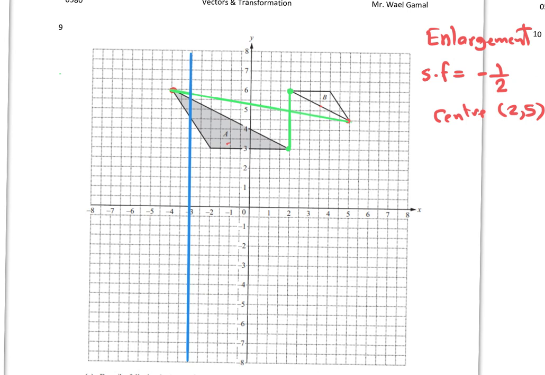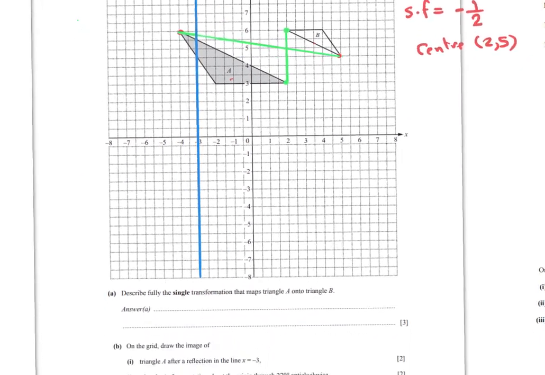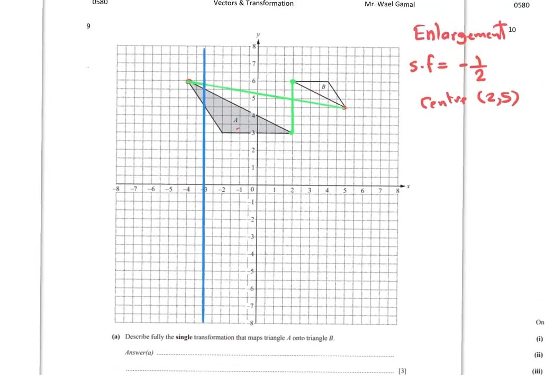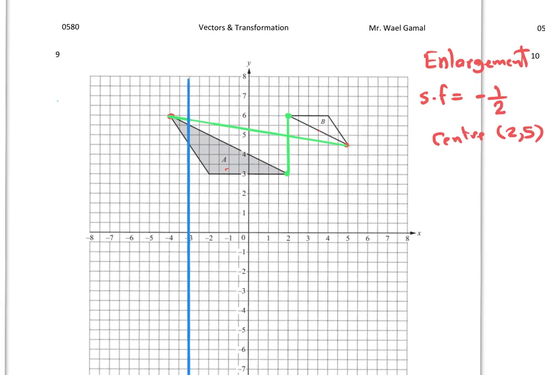Now, after you draw the line, you can find the image of triangle A. So this point is 2 small squares from the mirror line, so its image will be 2 small squares to the right. Because this is 2 squares to the left, its image is 2 squares to the right. So this is the image for this point. Same for this point: 2 units to the right, its image 2 units to the left. So this is the image.